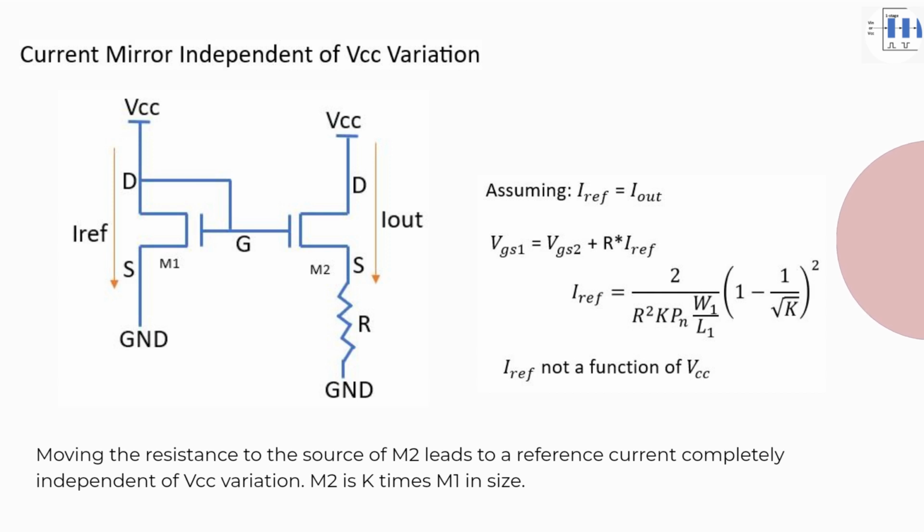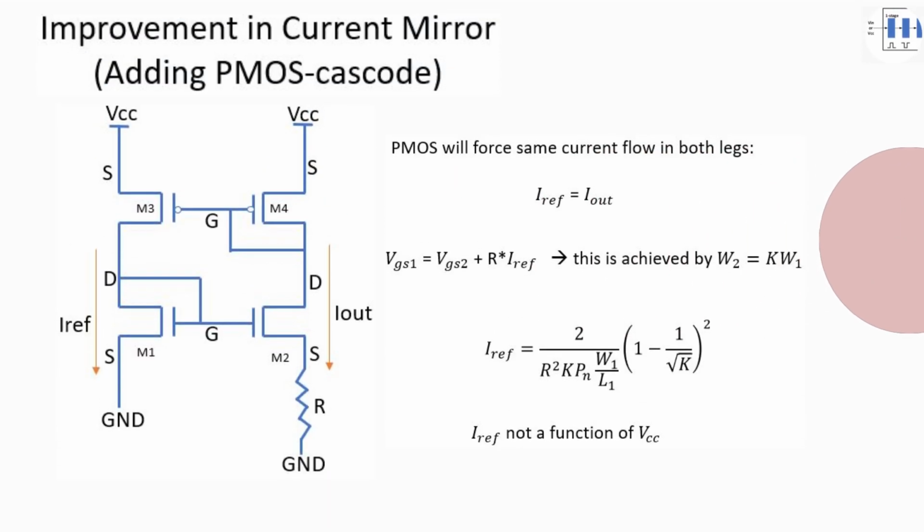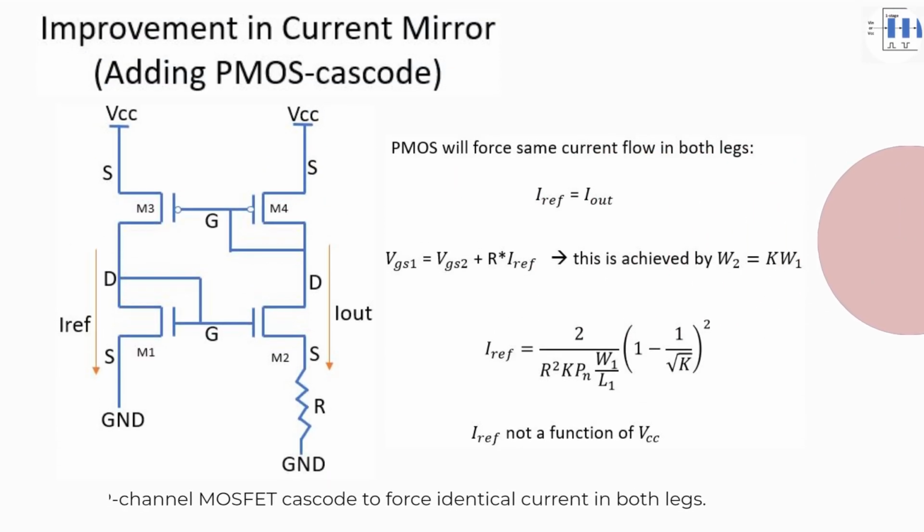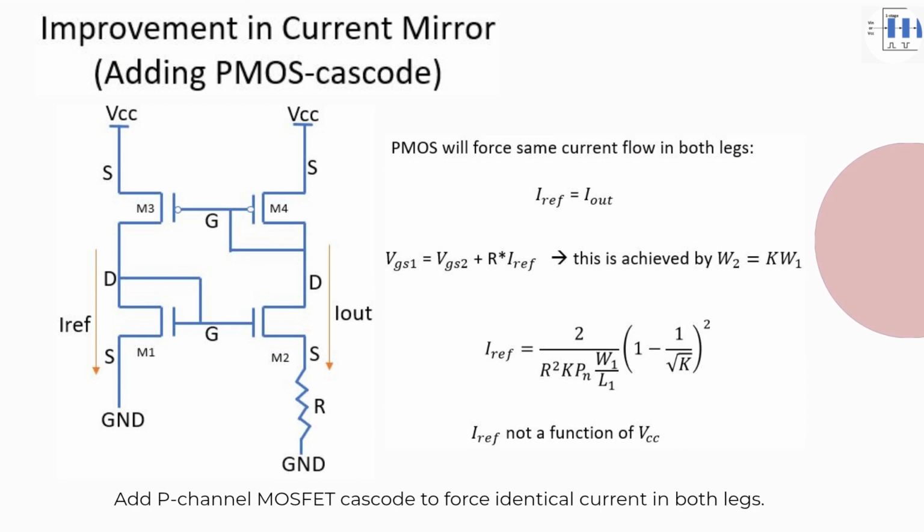Moving the resistance to the source of M2 leads to a reference current completely independent of VCC variation. M2 is K times M1 in size. Add a P-channel MOSFET cascode to force identical current in both legs.